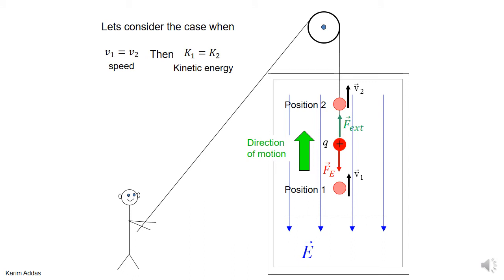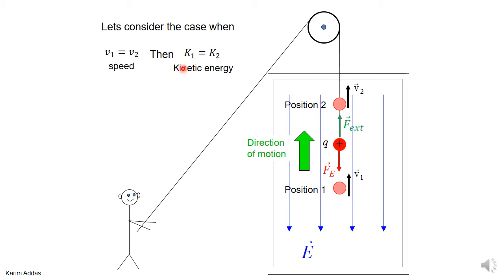So let's consider the special case where the speed is the same at point 1 and point 2. So for instance, the charge could be at rest here, and then you move it, and then you bring it back to rest here. Or the charge could be at some certain speed, say 5 meters per second, and then you move it, and then you bring it back exactly at 5 meters per second later on.